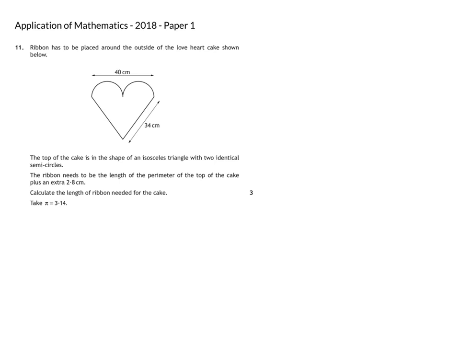So we will need to find this 34 and that 34 there. So our total length of ribbon is going to have to be those two, so 34 add 34 plus that 2.8 that we need, the extra. And then we also have a semicircle and another semicircle. So 2 semicircles make a whole circle.